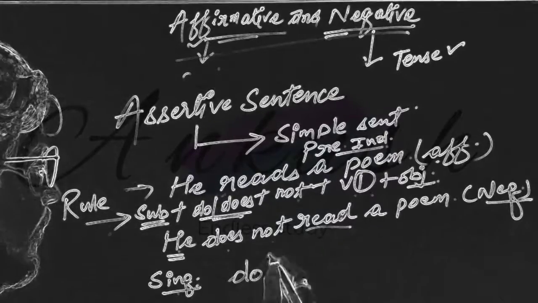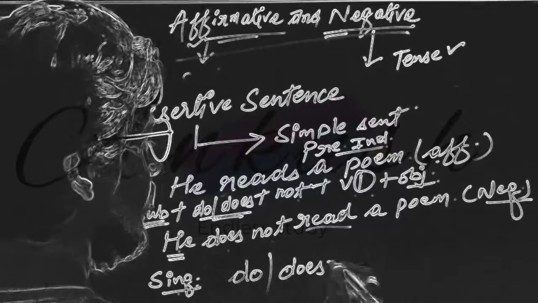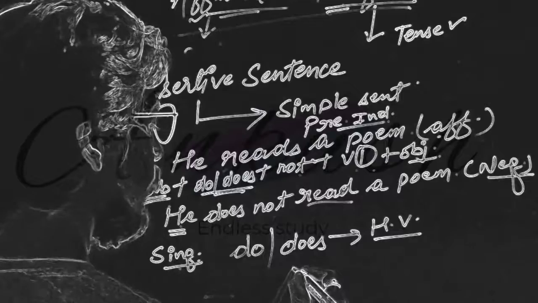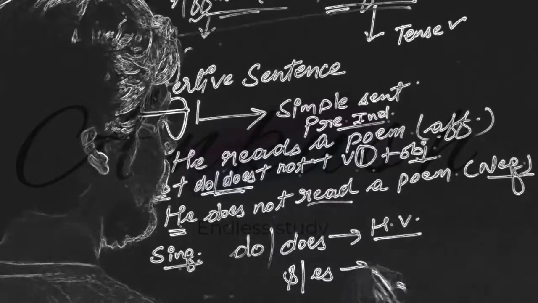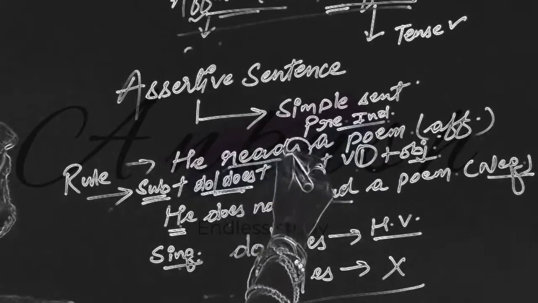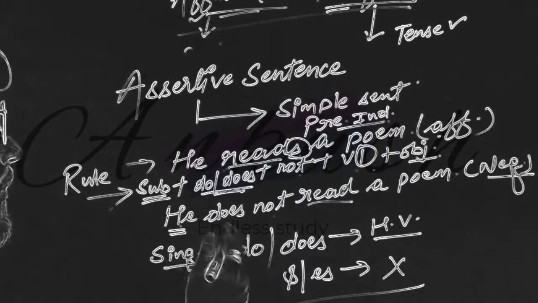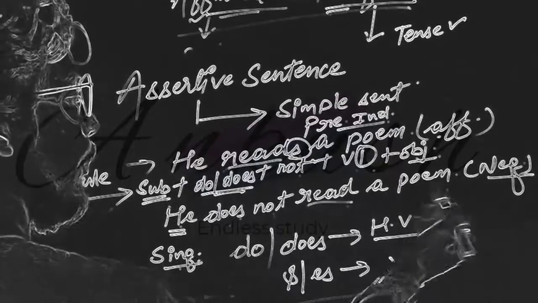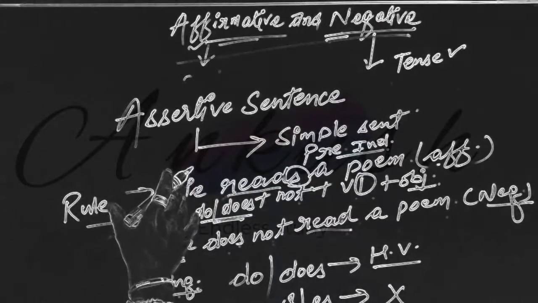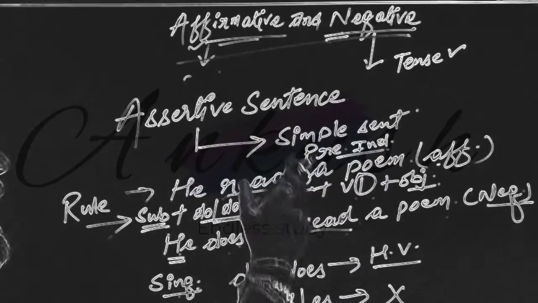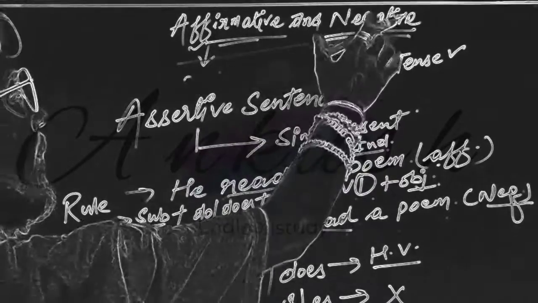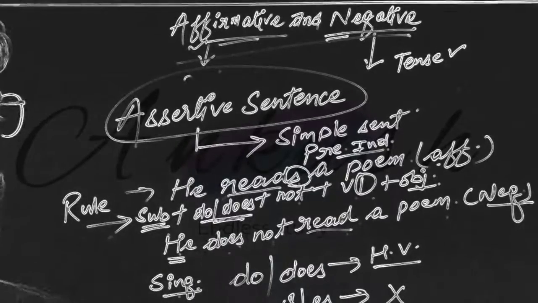One more thing, whenever do or does comes as a helping verb in the sentence, we do not use s or es with the verb. You see here, in reads, there is an s. But when we make the negative, he does not read a poem. The s or es gets removed. So it was a talk for the conversion of affirmative into negative when it was in present indefinite.